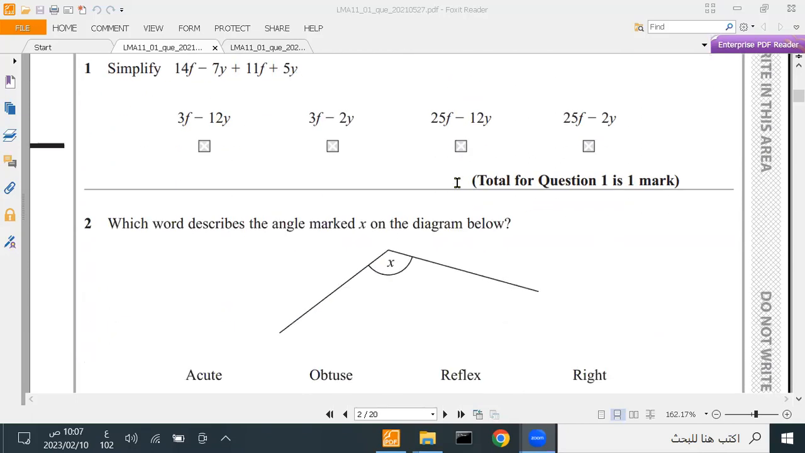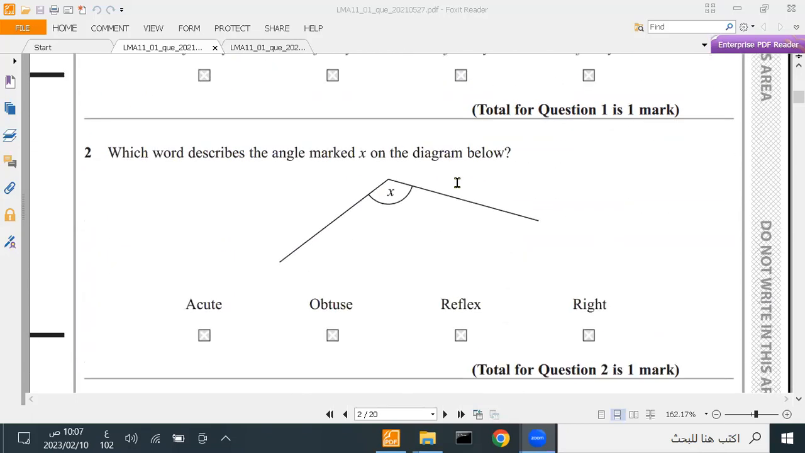Now let's move on. Question 2, we will see the same questions repeated over and over, so it's going to be easier. The more we study, the easier it gets. Okay. Now, which word describes the angle marked X on the diagram below? Which word describes the angle? Let me take a look. It's obvious because it's more than 90, less than 180, so it's obtuse.